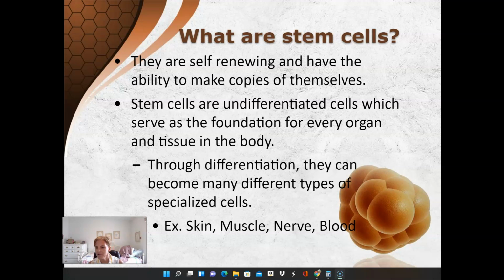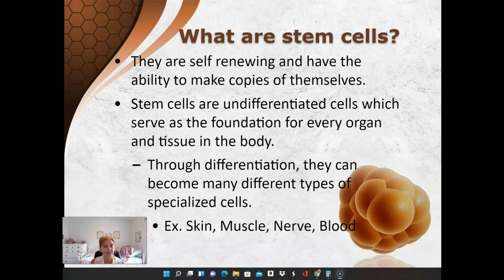Stem cells are very special cells. They have the ability to self-renew, which means they can make more stem cells and they can continue to make copies of cells. They're undifferentiated. And what does that mean? It means that they can become any type of cell. When a cell becomes differentiated or specialized, it can only be one type of cell and do one type of job. So these are undifferentiated cells, meaning they can become any type of cell.